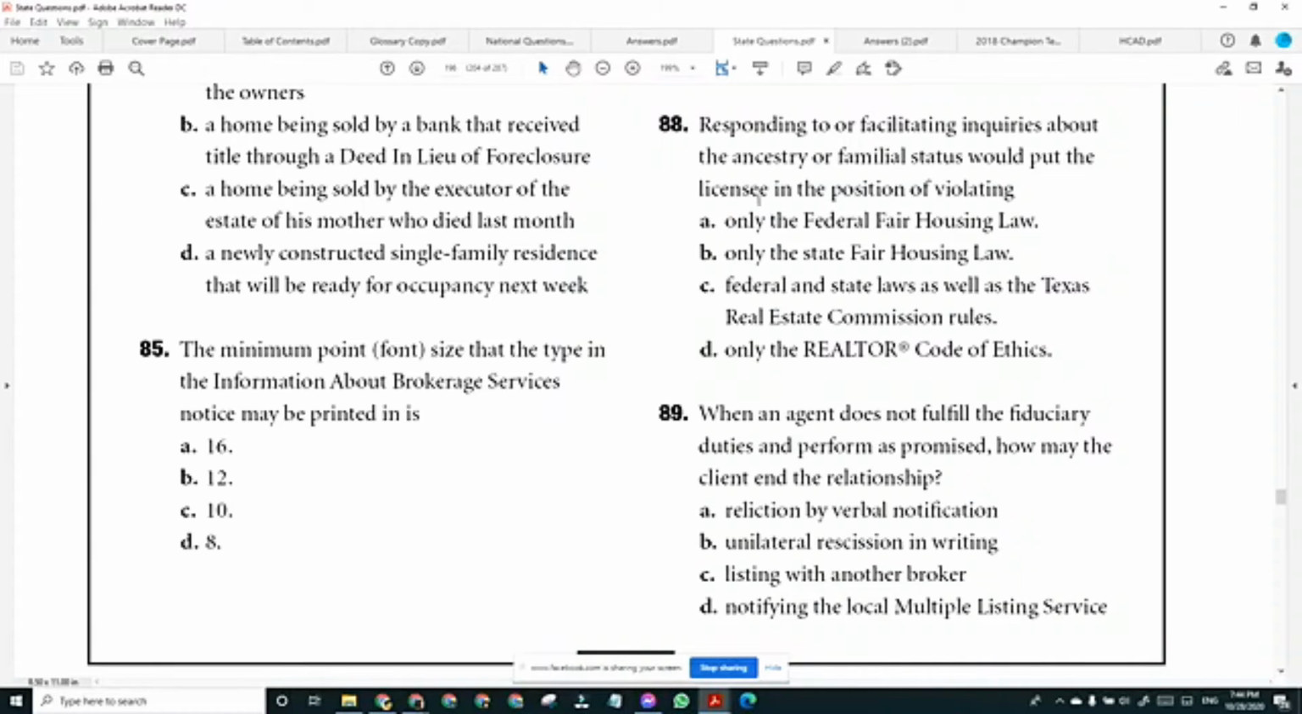Be careful with words only, must, always, never. Those are usually wrong unless all of them have only on it. In this case, 3 of them had only. So the only correct one that didn't have only was C. So the answer is C.